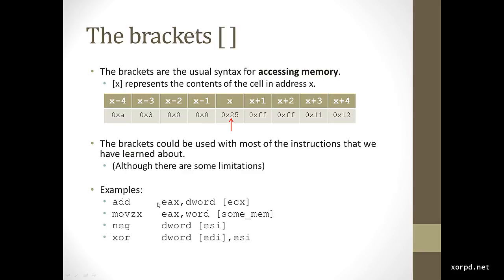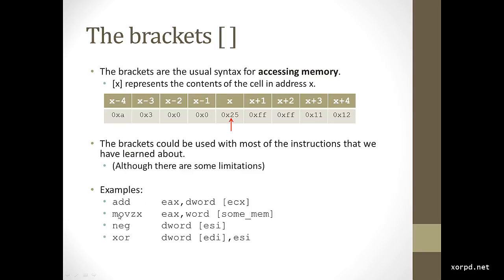The first example, add EAX, D-word [ECX]. This instruction goes to the address pointed by ECX and takes 4 bytes from that address and adds them to EAX. The D-word operator asks for 4 bytes. If we didn't specify the amount of bytes that we wanted, the assembler will not always be able to guess it. It will sometimes be able to guess it, but most of the time the assembler will not like it, that you don't specify how many bytes you want.